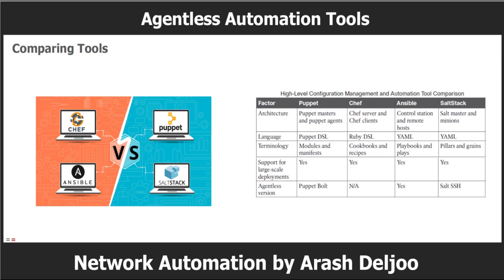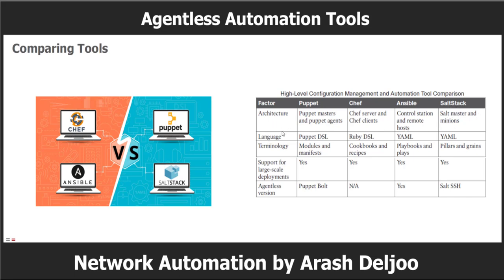Okay, as mentioned earlier in this video, a majority of these tools function very similarly to one another. This table provides a high-level comparison of the tools covered in this video. Let me explain a little about them. For example, as you can see, we have Puppet, Chef, Ansible, and SaltStack. About the architecture, Puppet Master and Puppet Agent are two important Puppet features. And then about Chef, we have Chef Server and Chef Client. About Ansible, we have Control Station and Remote Host. About SaltStack, we have Salt Master and Salt Minions.